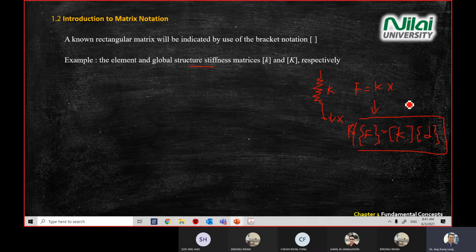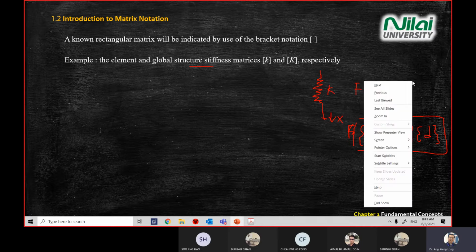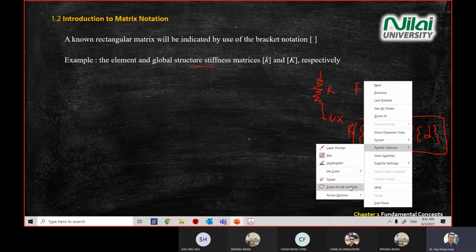So at least by now you know what kind of matrix shape you need to use when you deal with force and displacement, and what kind of shape you need to use when you deal with the stiffness matrix. Be careful, it's very important.